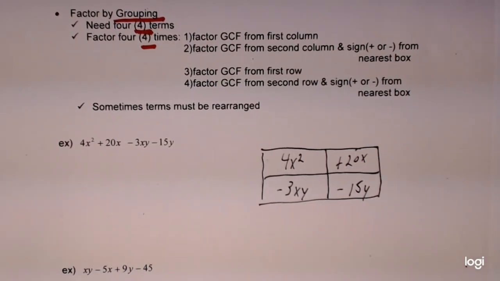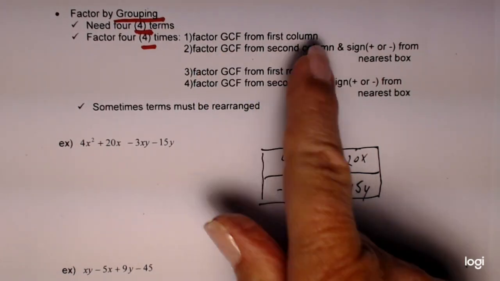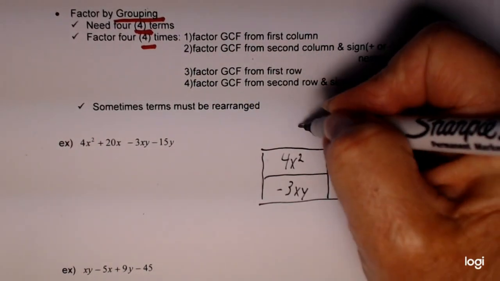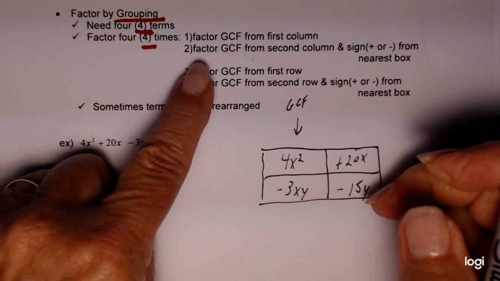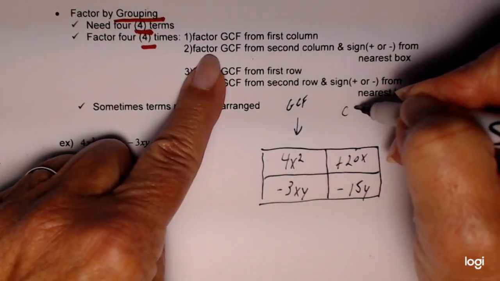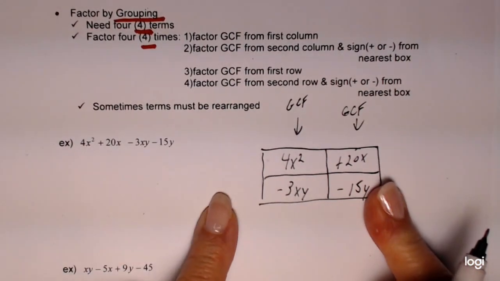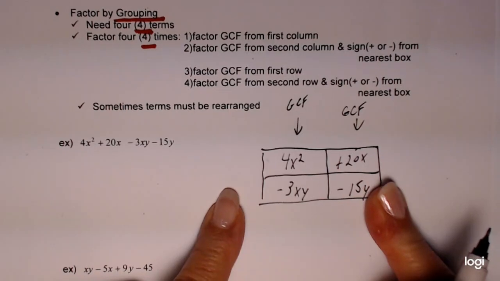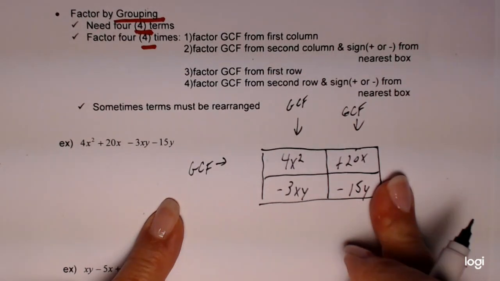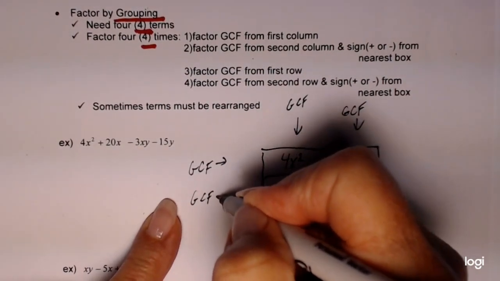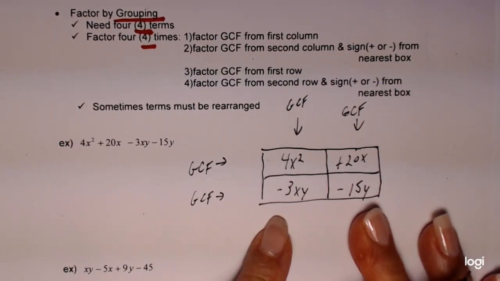Now, what we do here, this says we're going to factor the GCF from the first column. So we're going to factor the GCF from the first column, factor the GCF from the second column, and then we're going to do the same thing with the GCF going across the first row and going across the second row, the bottom row. So this is the procedure.